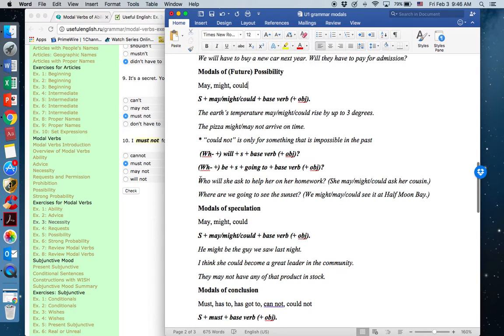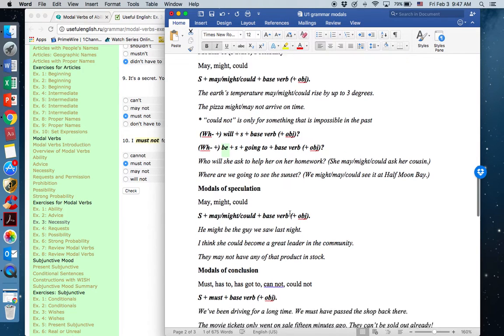And let's take a look at some examples. Who will she ask to help her with her homework? And then for the answer, she may, might, or could ask her cousin. Next, where are we going to see the sunset? Here's this example. We're going to use the be verb and going to. These have the same meaning. And then the answer, we may, might, or could see it at Half Moon Bay.